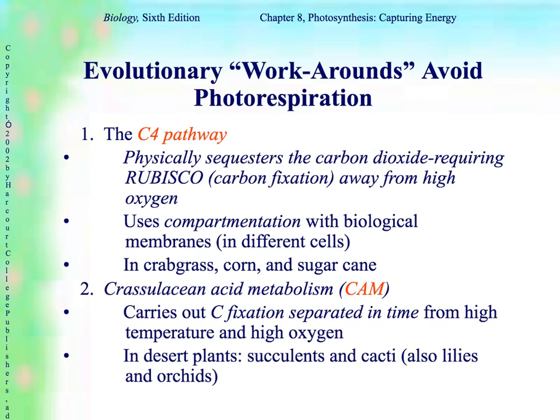And the C4 pathway, it's a physical separation for Rubisco away from oxygen, because Rubisco likes oxygen so much, we need to separate them completely. So they use different parts of the plant to avoid that from happening. And the C4 pathway occurs in plants like crabgrass, corn, sugarcane, for example.